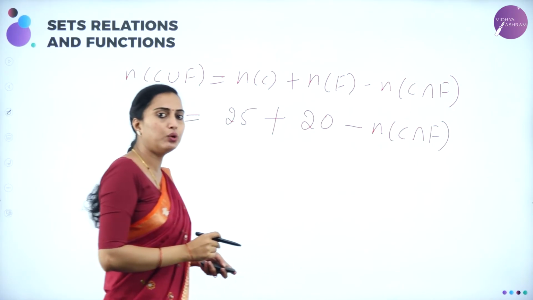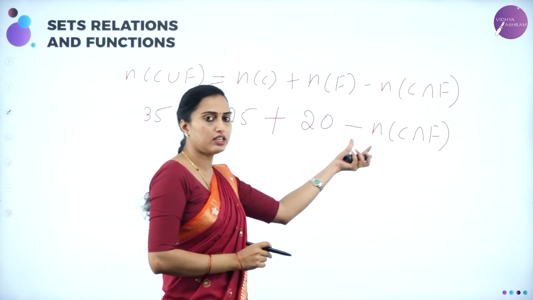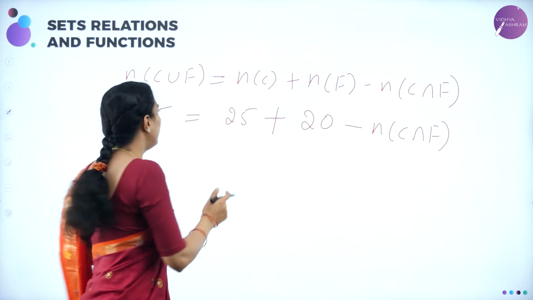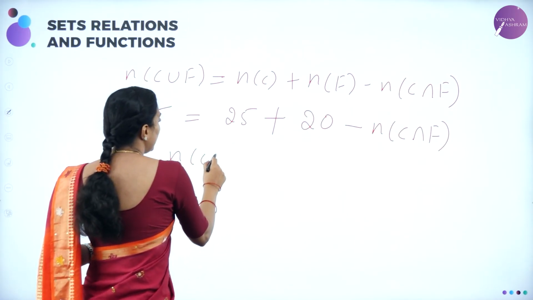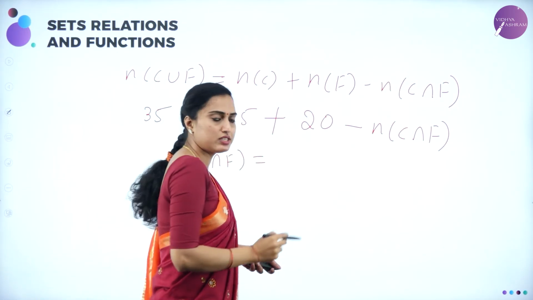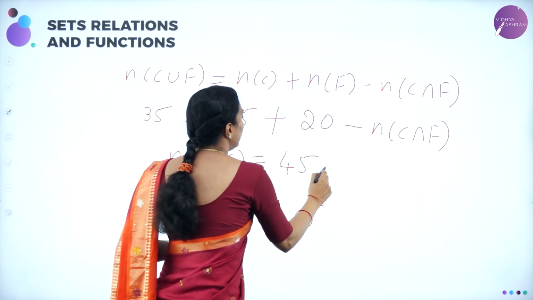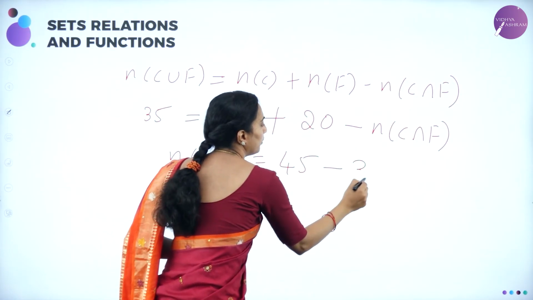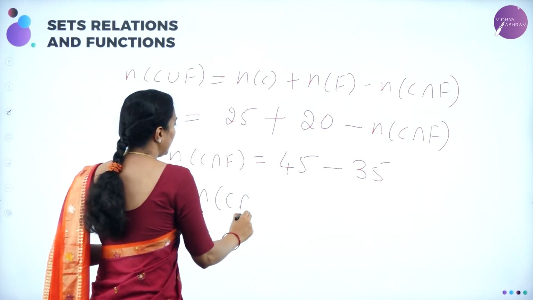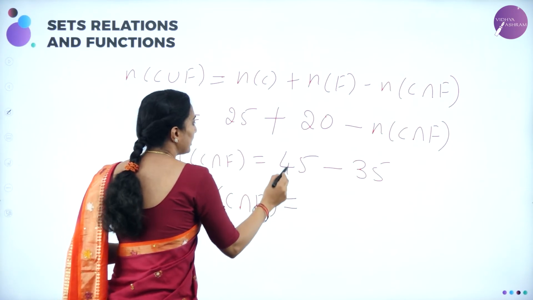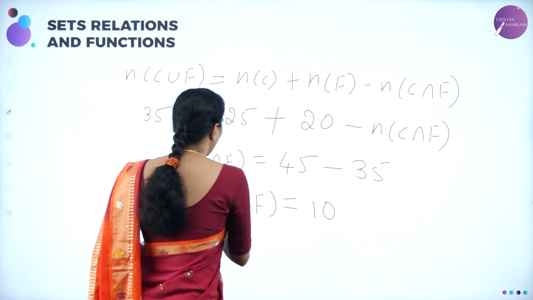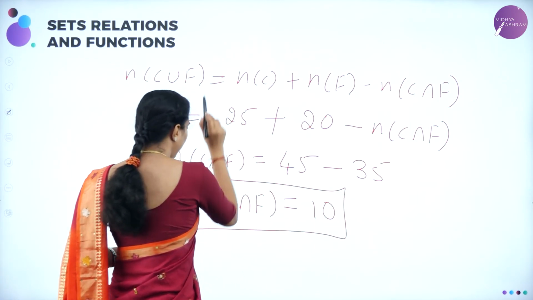So what we can do? We can take this n of C intersection to the left hand side and take this 35 to the right hand side. Therefore, n of C intersection F will be equal to 25 plus 20, which is 45. Now take this 35 to this side, it will become minus 35. The answer: n of C intersection F is 45 minus 35, which is equal to 10. This is what you are going to find out.